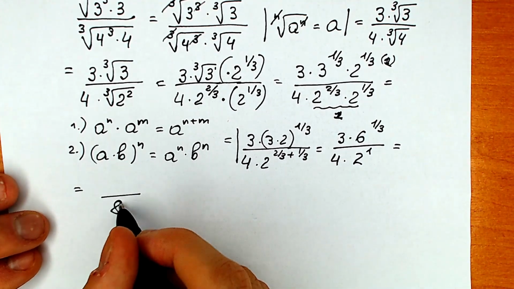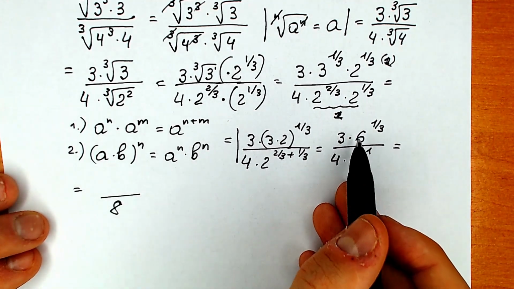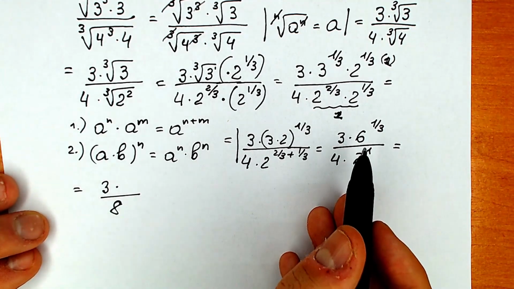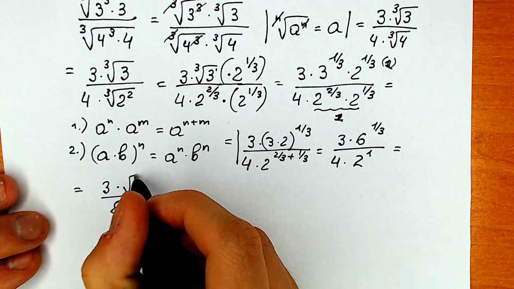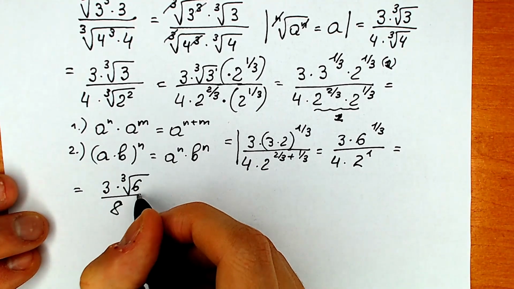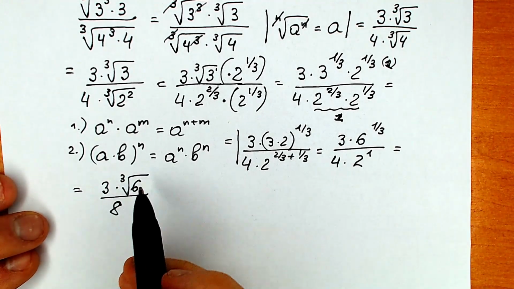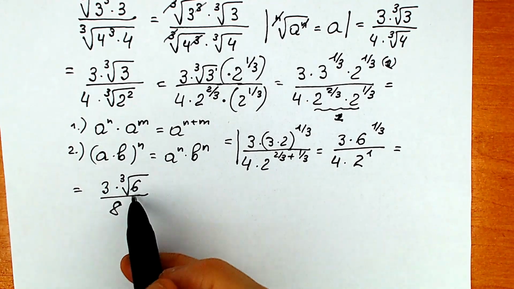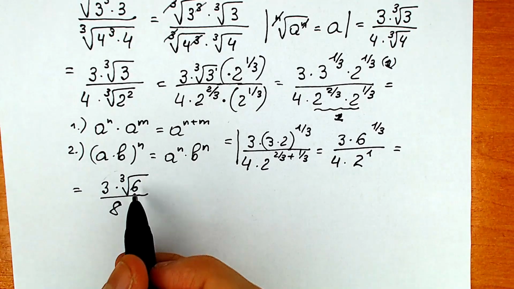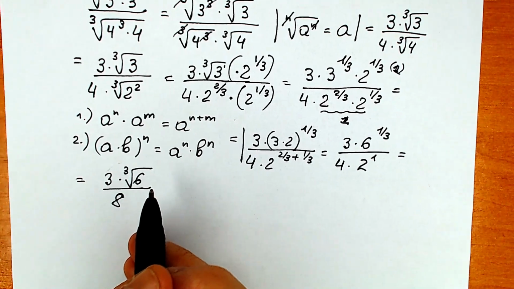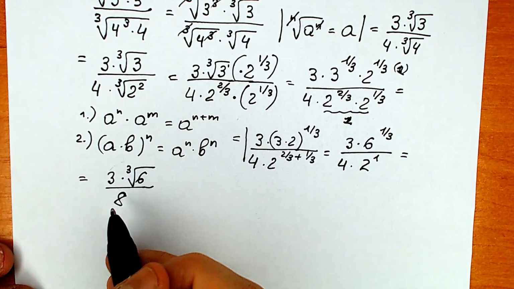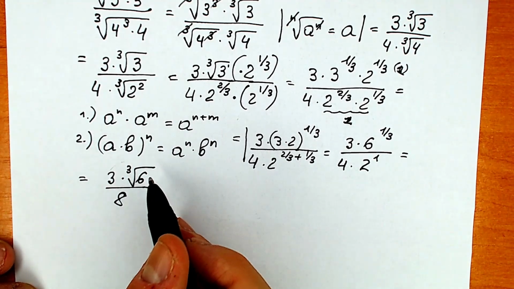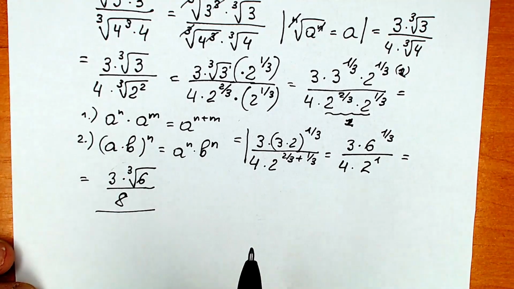And in our numerator we can easily write 6 to the power 1/3 as the cube root of 6. So we have 3 times the cube root of 6, and that's it, I guess. We simplified it and we have our expression. Of course, we can't find this in our head exactly, but we can find the approximate value. But this is absolutely enough because this is our answer.